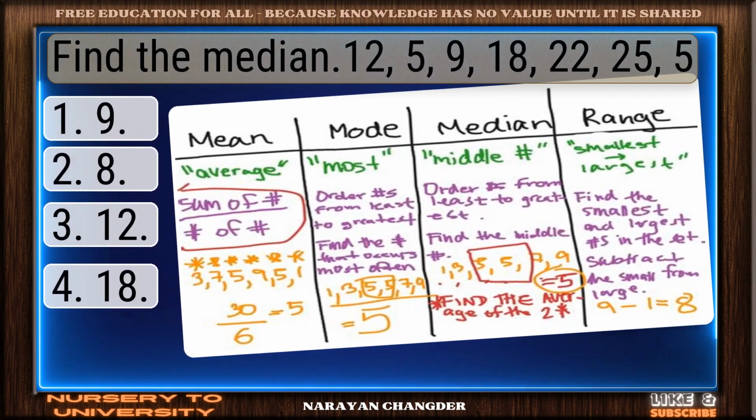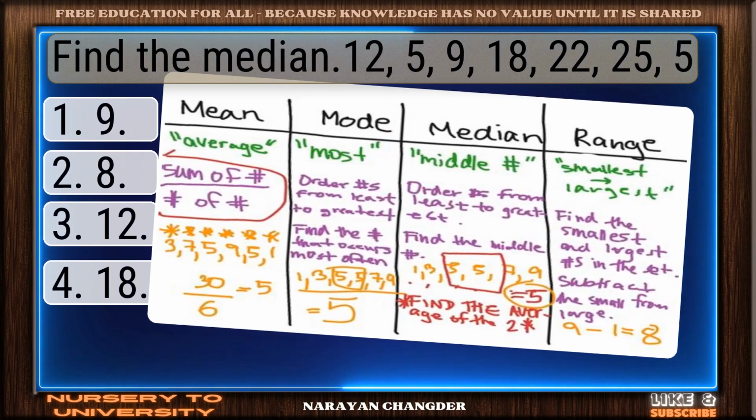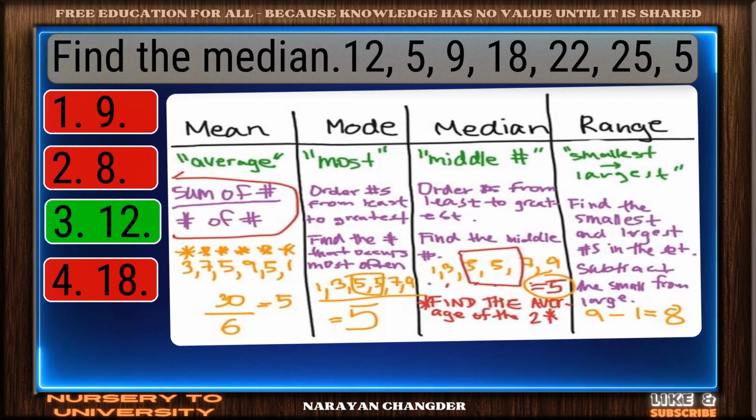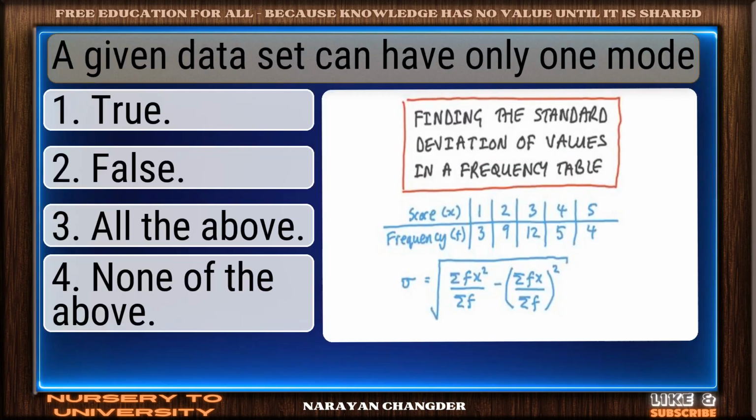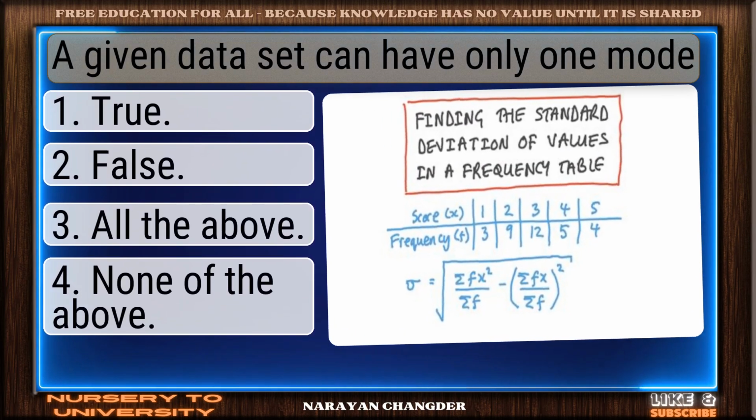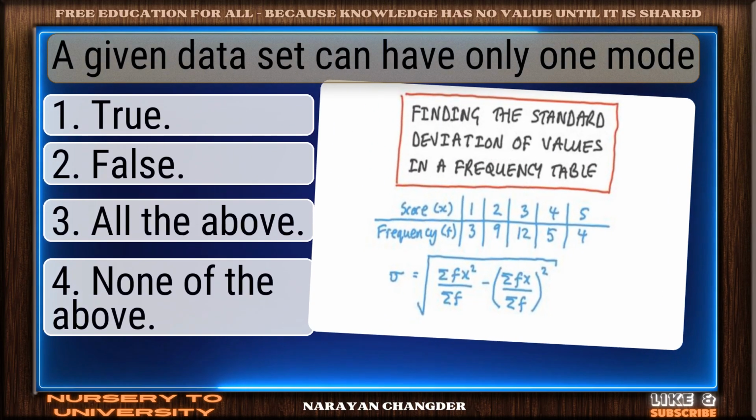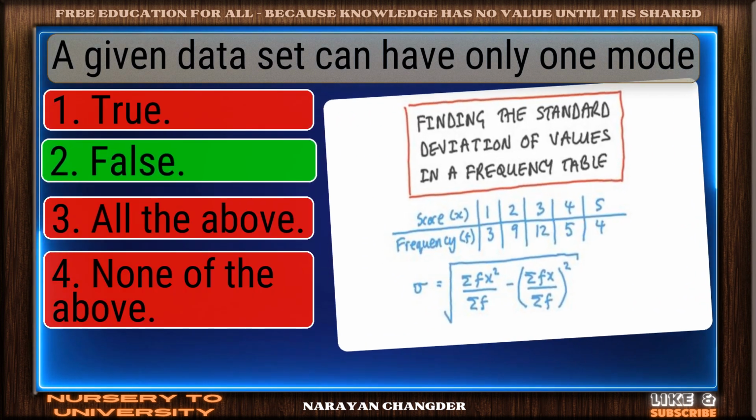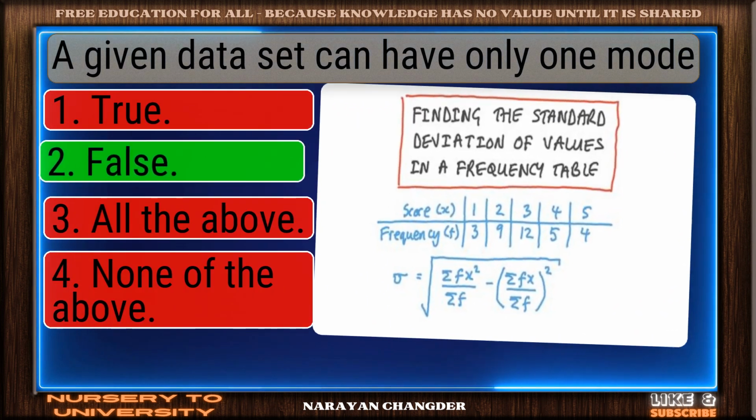Question number 235. Find the median of 12, 5, 9, 18, 22, 25, 5. Valid point. 12 is true. Question number 236. A given data set can have only one mode. Bravo. False is the answer.